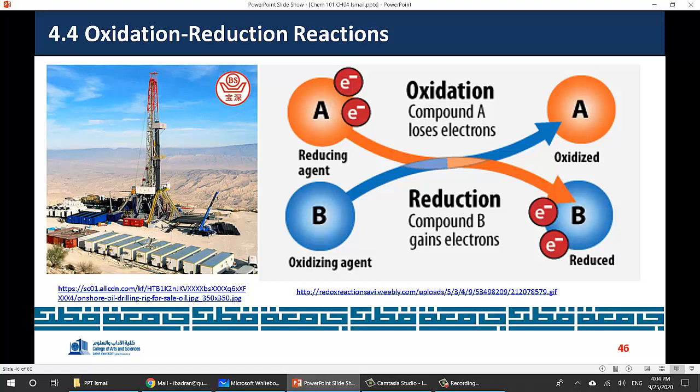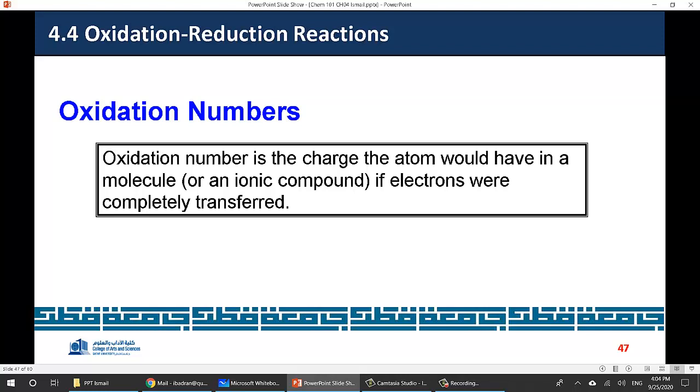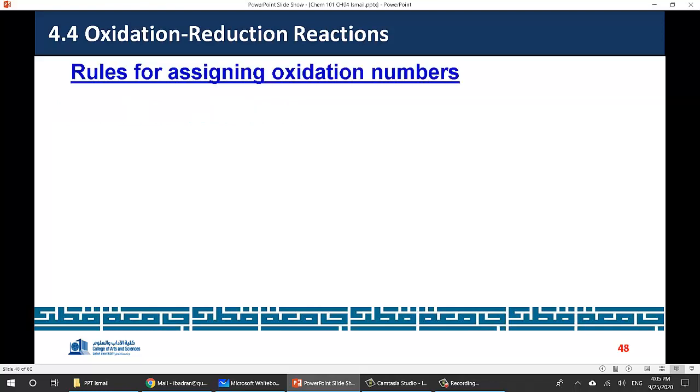The species that is losing electrons, we say this is oxidation, and for the species that is gaining the electrons we say this is reduction. Before we go further into the oxidation reduction business, we have to define what is the oxidation number. The oxidation number basically is the charge the atom would have in a molecule or an ionic compound if electrons were completely transferred. And to determine the oxidation number of molecules, we have some rules.